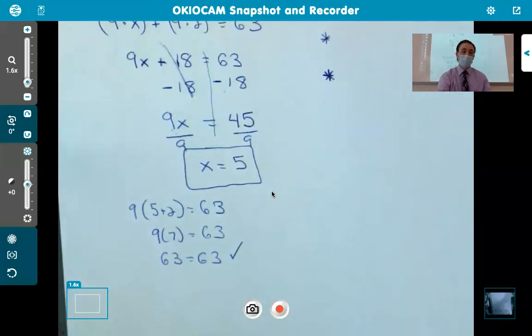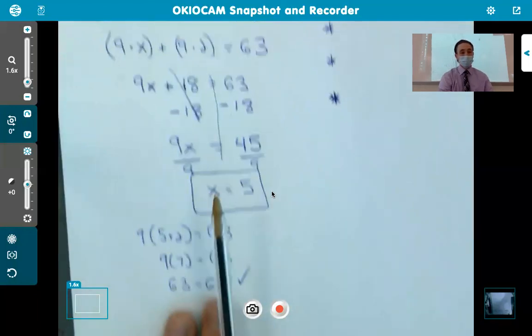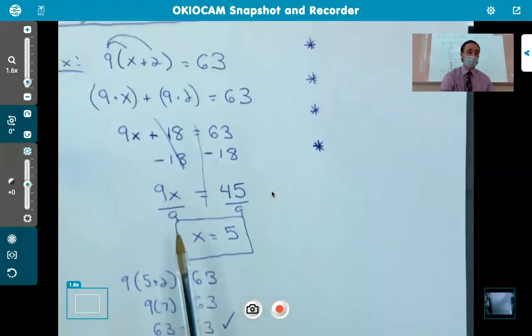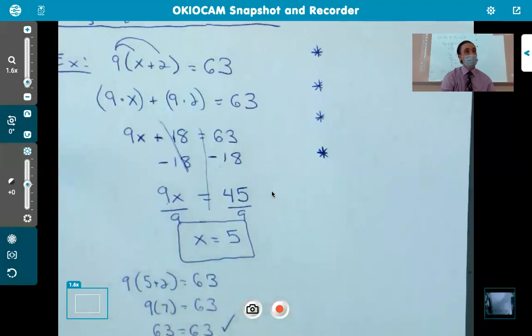Okay. Any questions about that first example, whether it was the process in general or the check? Everybody good? Isaiah, you have a question?